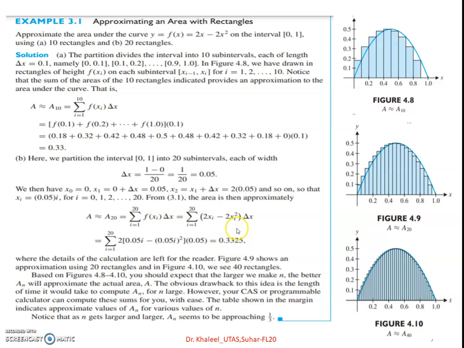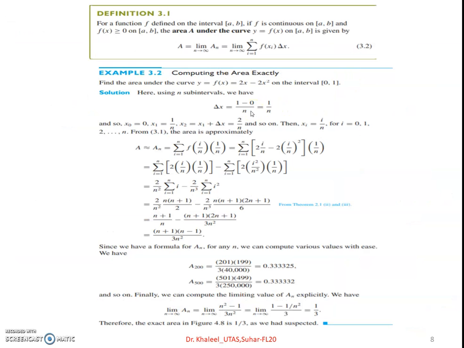So what happens here is that if you go on increasing the number of rectangles, you are getting better results. That means the approximation, as n gets larger and larger, An seems to be approaching 1 by 3. That means the area under the curve and the area of the rectangles are going to be the same as you increase the number of rectangles.